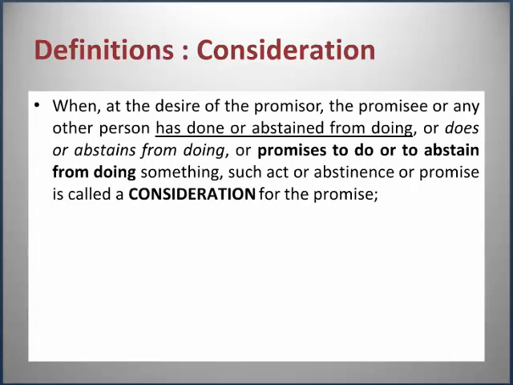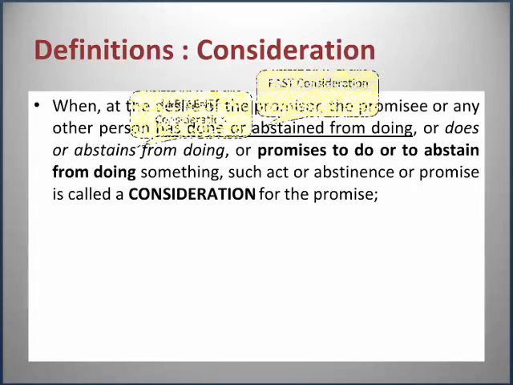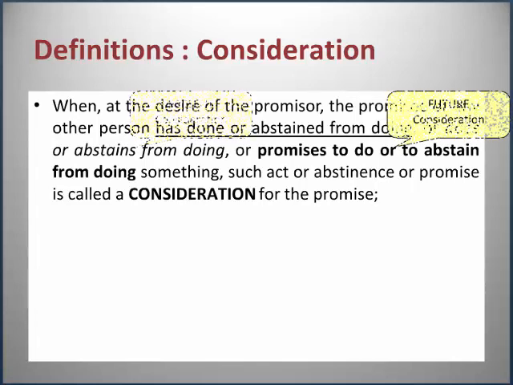So consideration is a fairly described kind of definition under the Contract Act, and the law says the consideration may be a past consideration, something which has already been done. It may be a present consideration, where the promisee may do something in the present, or it may be a future consideration, where he promises to do or to abstain from doing something in future. All these are different forms of consideration.